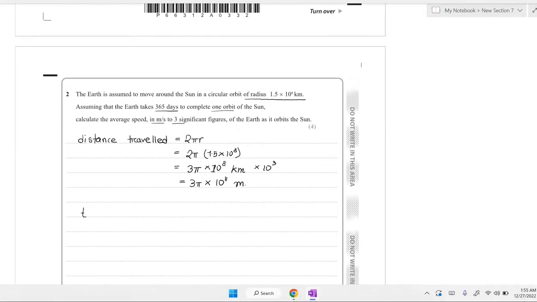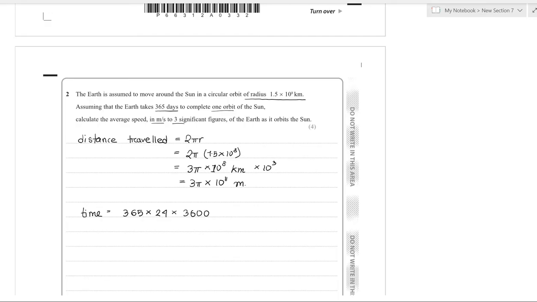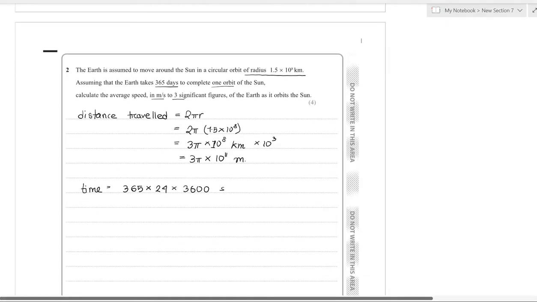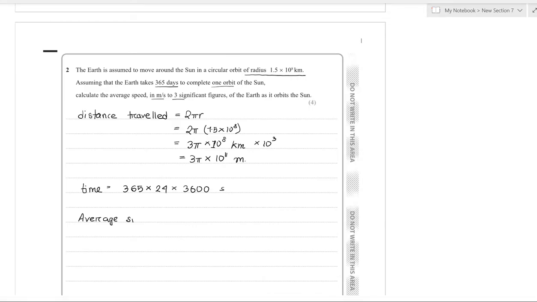So time will be 365 into 24. This converts into hours. And then into 3600, this converts the entire time into seconds. So the unit for this is seconds. And now you can easily calculate the average speed. Average speed equals distance traveled divided by time taken.